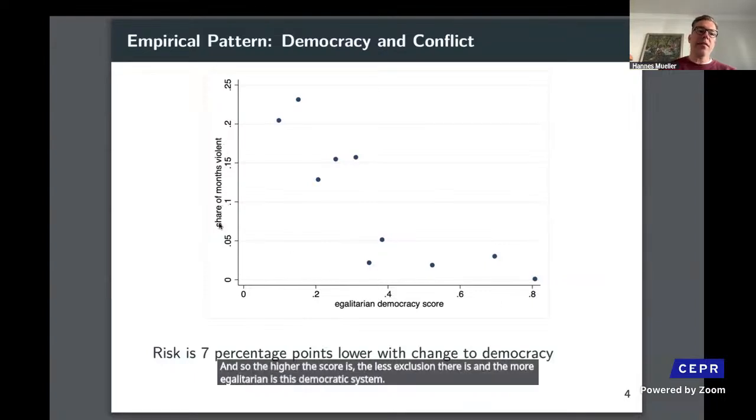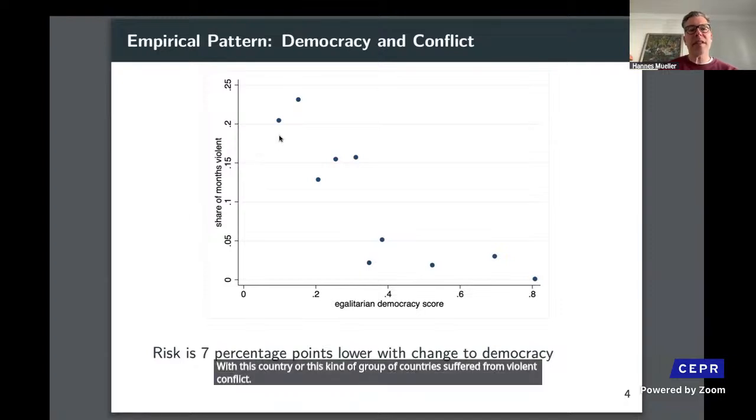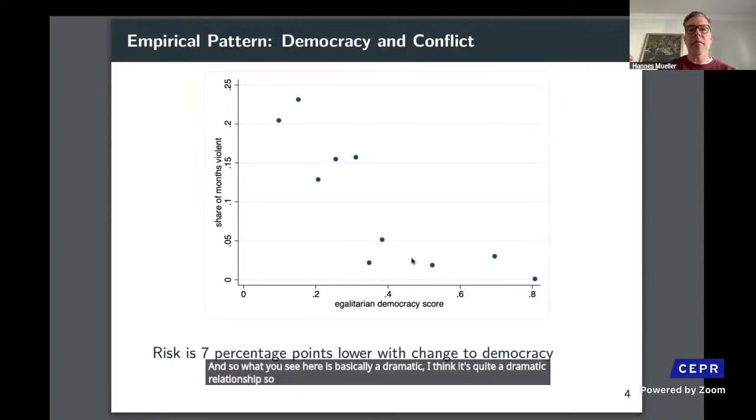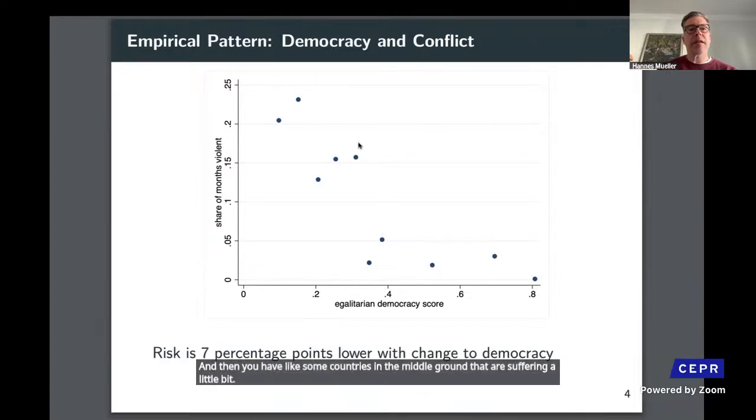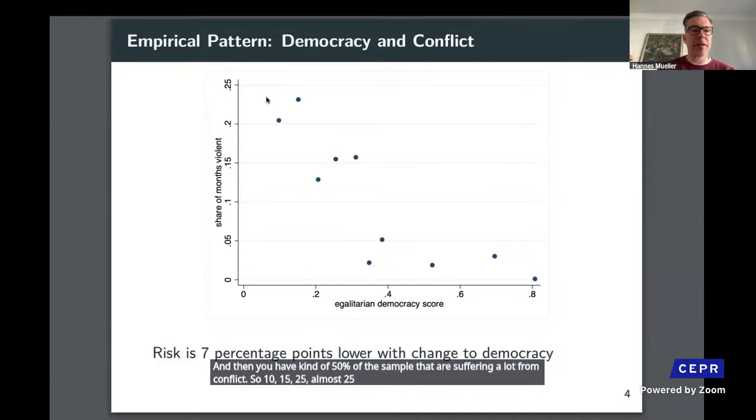And on the y-axis, you have the share of months in which this country or group of countries suffered from violent conflict, right? What you see here is basically a dramatic relationship. The most democratic 30% of the sample almost don't suffer from conflict at all. Then you have some countries in the middle ground that are suffering a little bit. And then you have 50% of the sample that are suffering a lot from conflict, almost 25% of their months suffering from armed conflict.